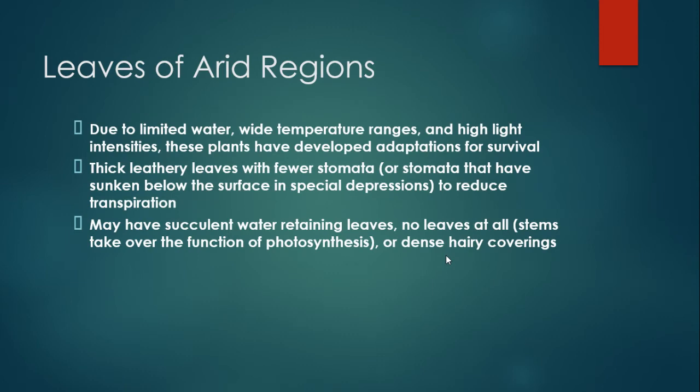Leaves in arid regions. Due to the limited water, wide temperature ranges, and high light intensities, these plants have developed adaptations for survival. They are thick, leathery leaves with fewer stomata, or the stomata have sunken below the surface in specialized depressions to reduce transpiration. Many have succulent water-retaining leaves. Some have no leaves at all. Stems may take over the function of photosynthesis, or they may have dense, hairy coverings.